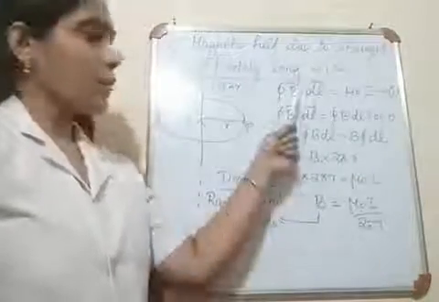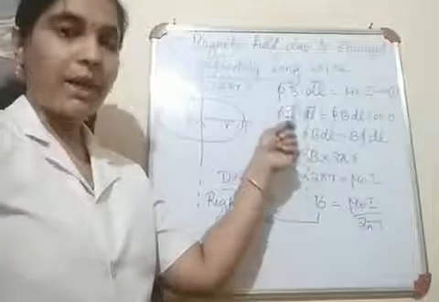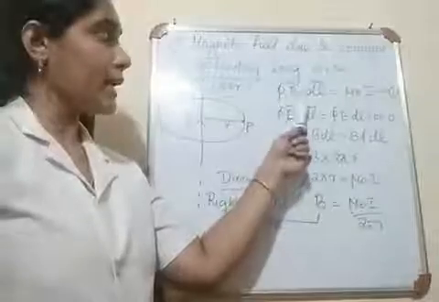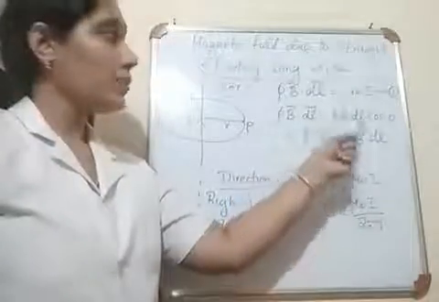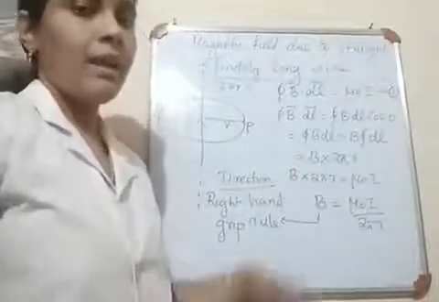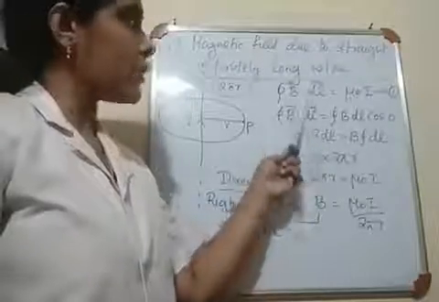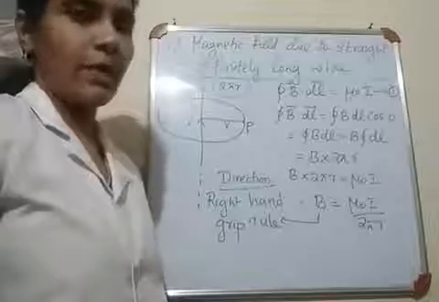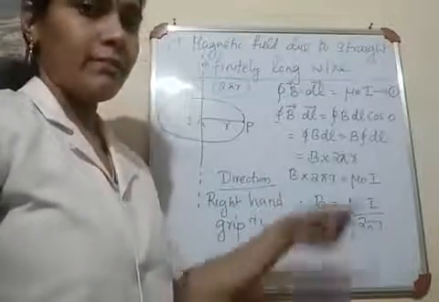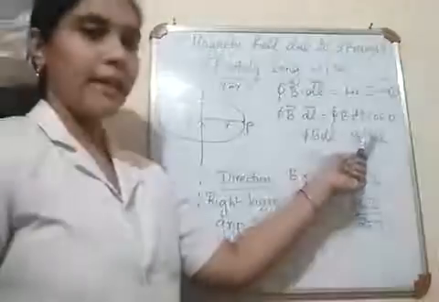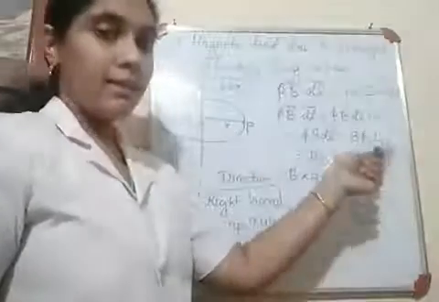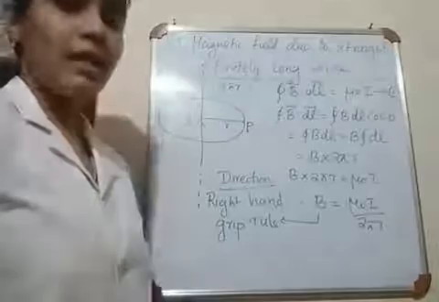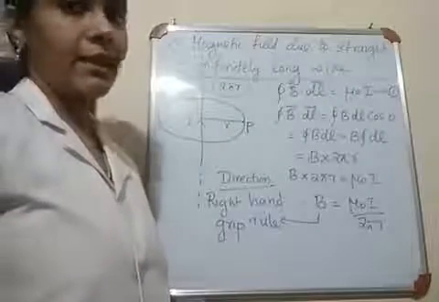So what is the expression? We must apply Ampere's law. So this is the expression for Ampere's law: integral B dot dl is equal to mu 0 I. Let's simplify the expression on the LHS. Integral B dot dl. When you expand B dot dl, you will get B dl cos theta. Theta is the angle between B and dl. Here, what is the angle between B and dl?